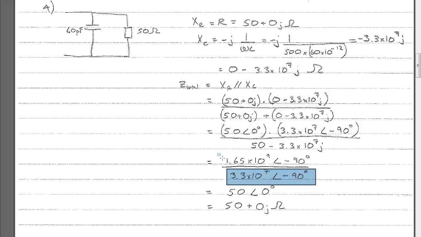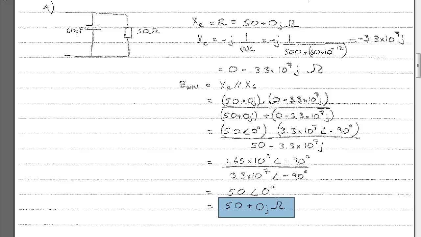So let's do the phasor division. Now we've got it in this form. So we divide the magnitudes to give us approximately 50, and then we subtract the angles. So minus 90 minus minus 90 gives us 0 degrees. So our final answer is the total impedance is 50 plus 0j.